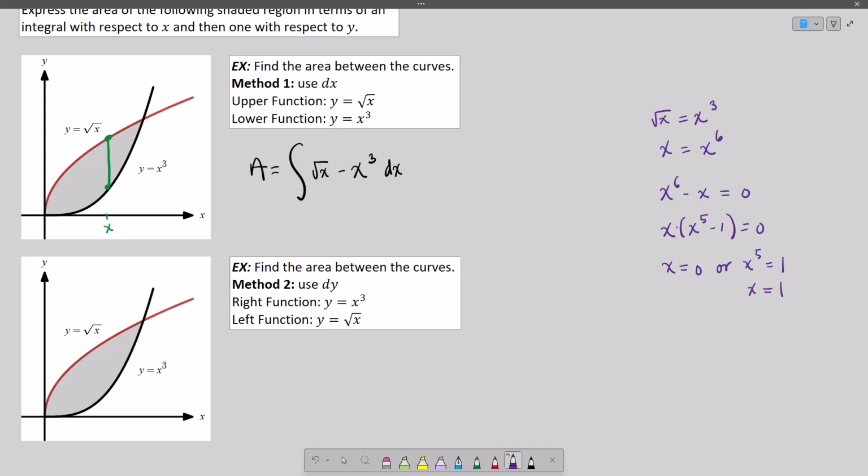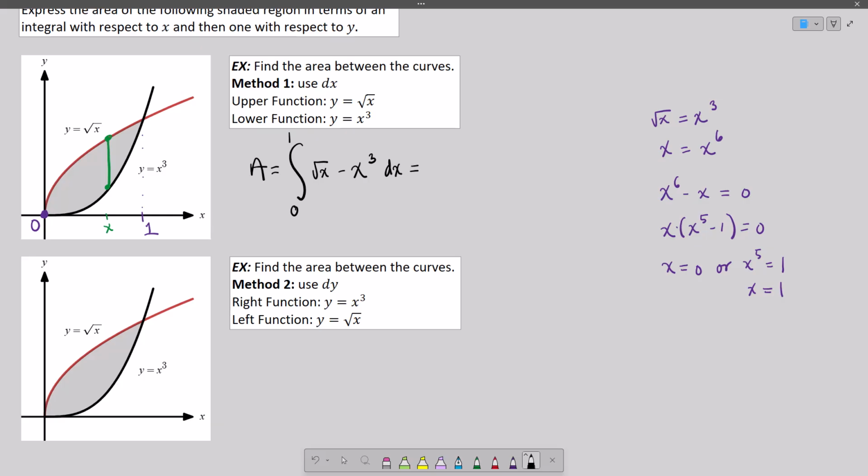So that tells us that that x value is 0, and that x value is 1. So we will integrate from 0 to 1. Those will be our limits of integration. All right.